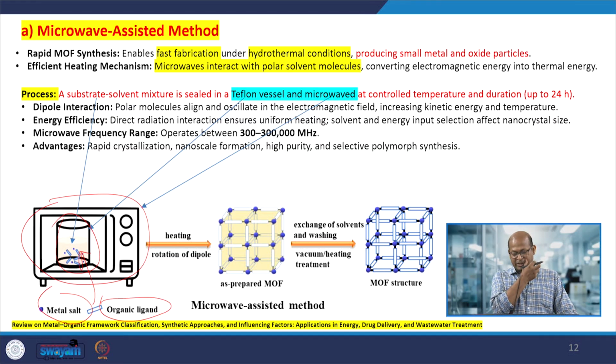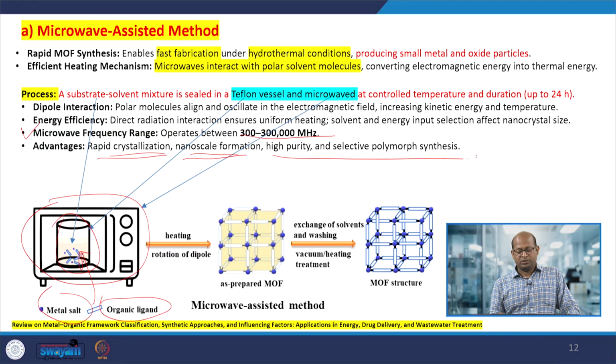Okay, that will interact with the solvents and the linkers or metal ions, and different types of frequency we can use. So, this is the rapid crystallization process. Nanoscale material formation is there, high purity and highly selective. MOF polymorphs can be synthesized through this process.